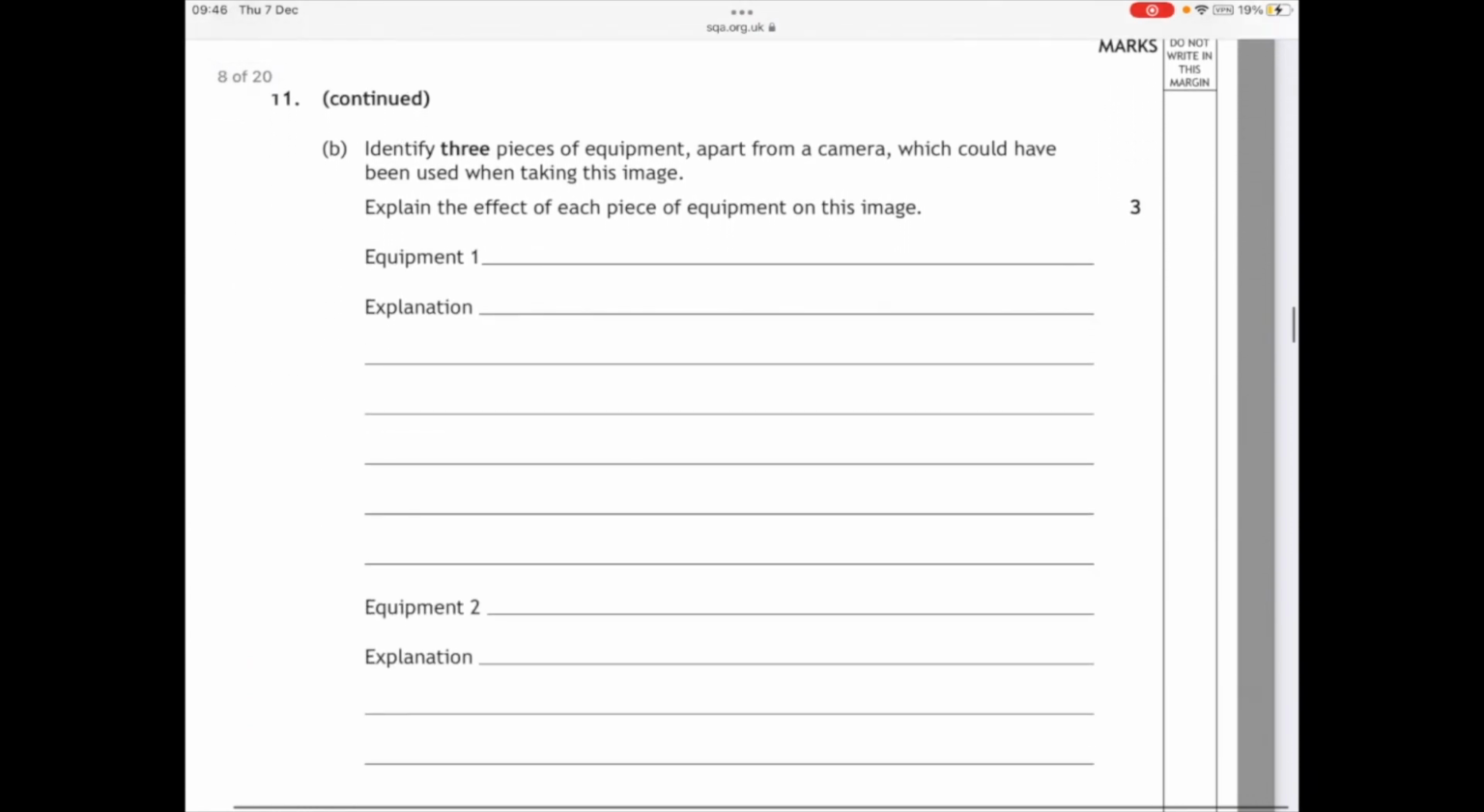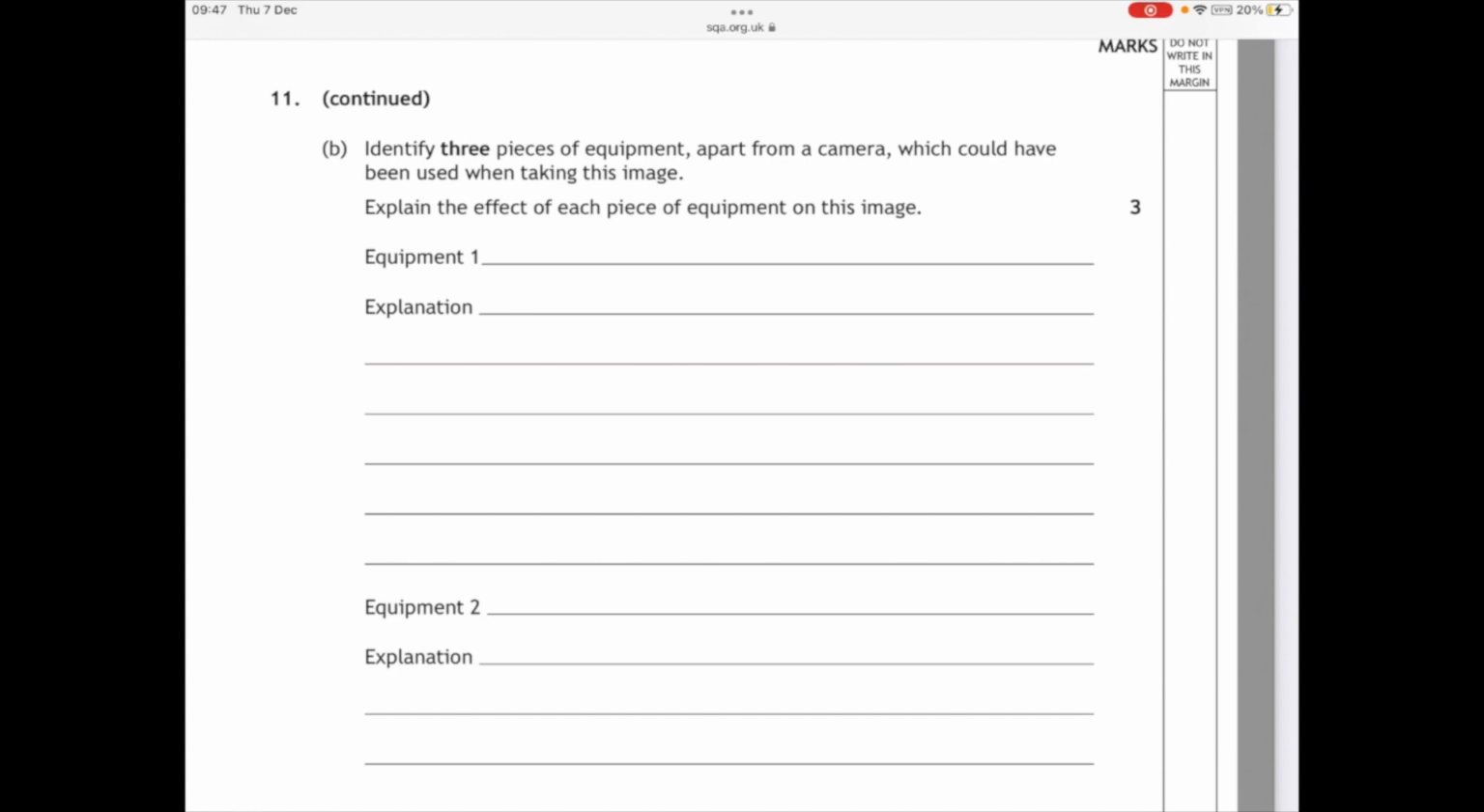So 11B is an equipment question. So again, we need to think about, we're talking about equipment here. Quite a challenging question. You're being asked to identify 3 pieces of equipment that could be used, and then explain the effect of each piece of equipment on that image itself. So yeah, quite a tricky one. I'll let you pause just now and do the answer, and then I'll go through the answers just now.